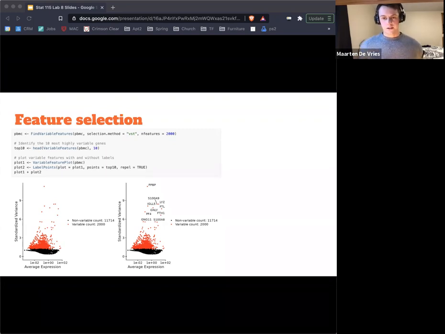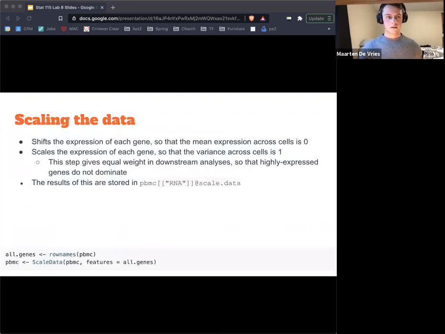By default, you can do a variable feature plot and then use the function find variable features to return 2000 features per data set. Features is just a gene. And then, again, we take these to our downstream analysis.